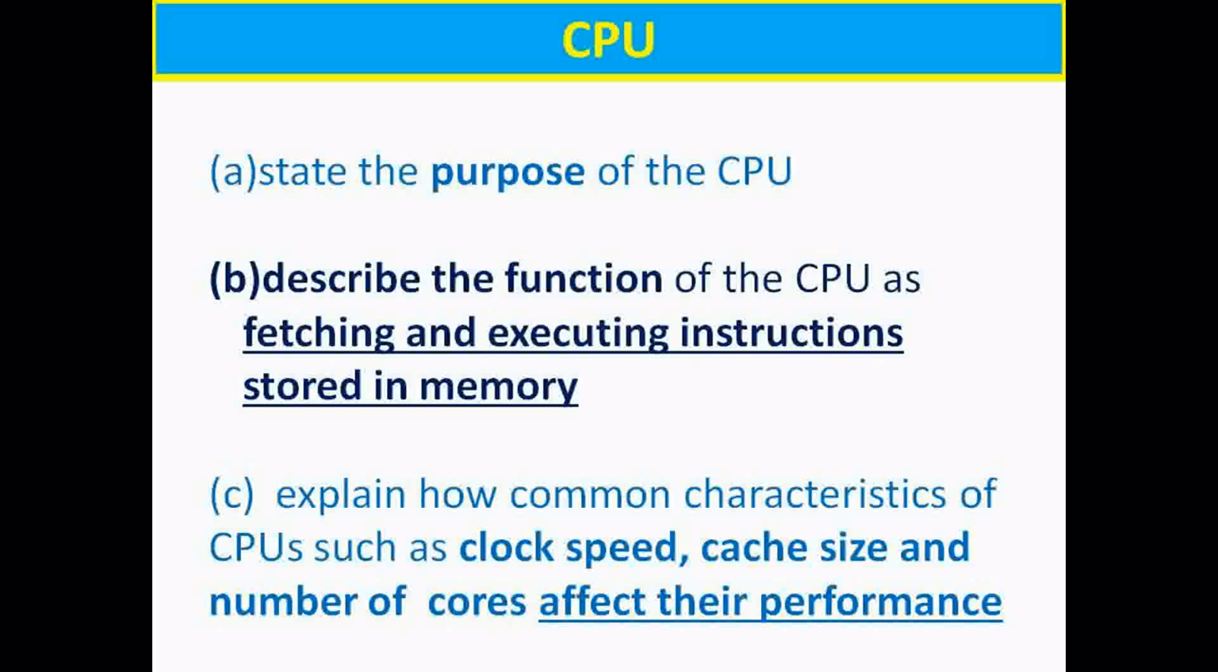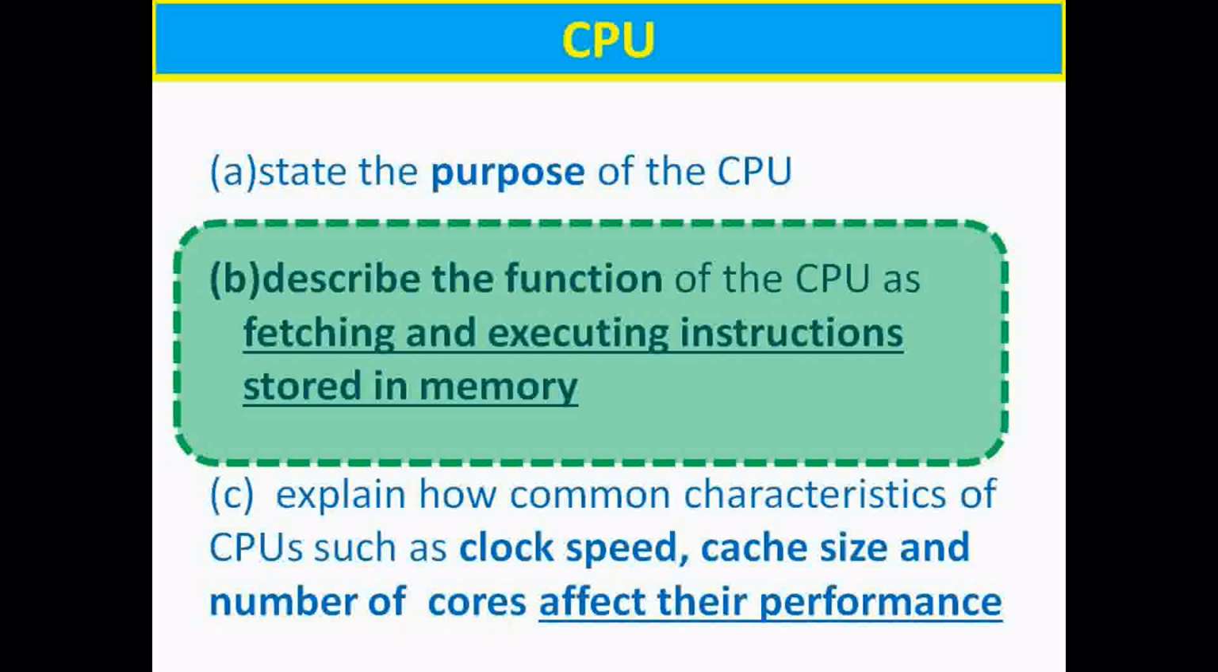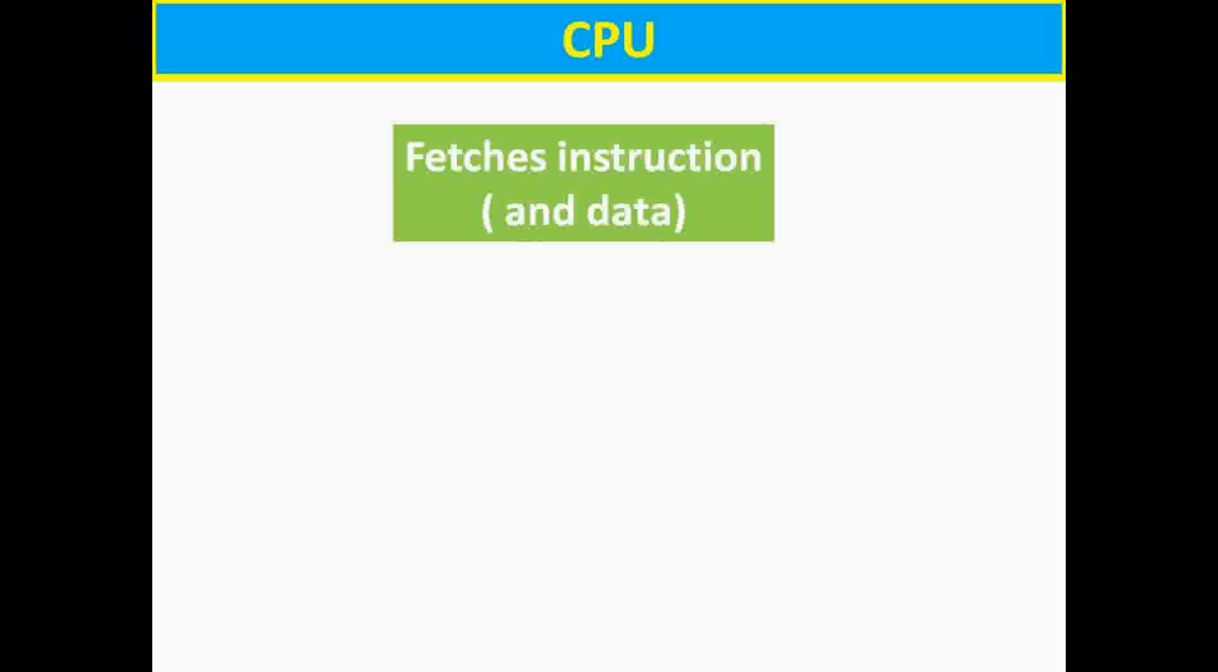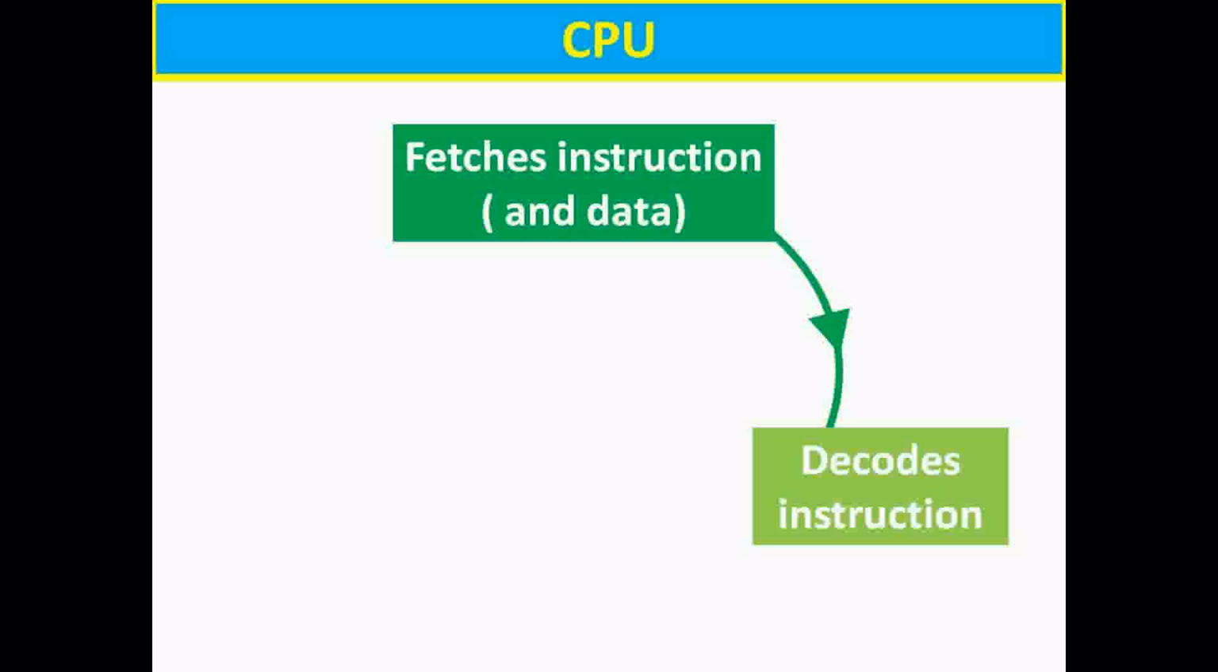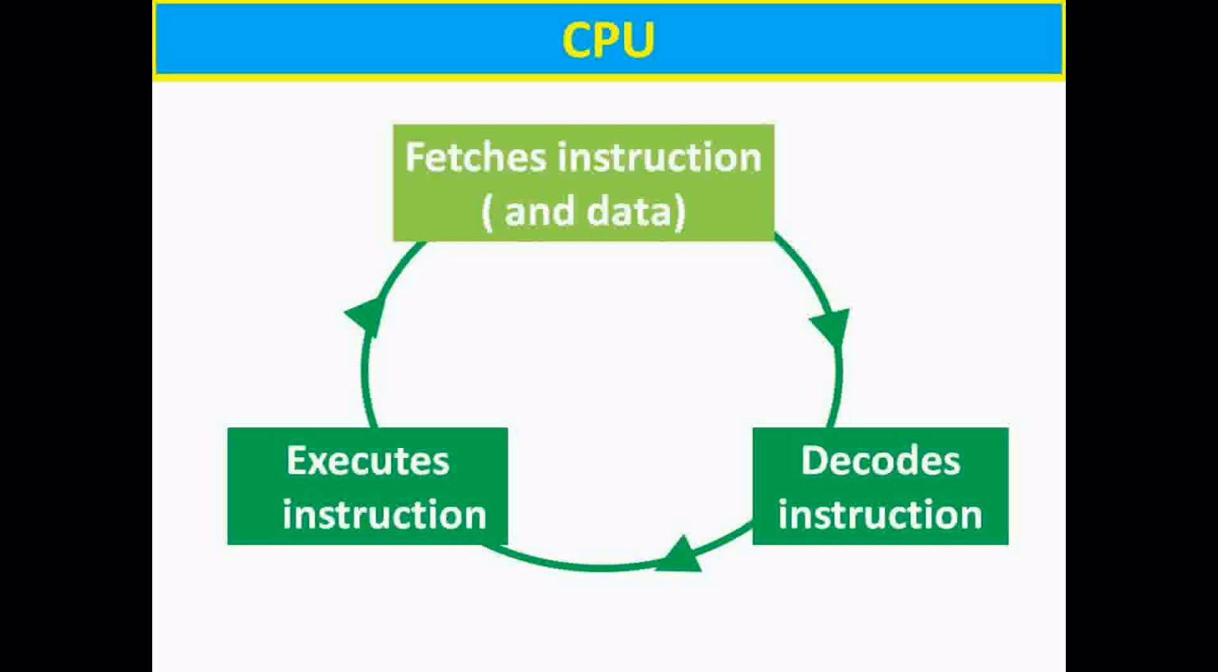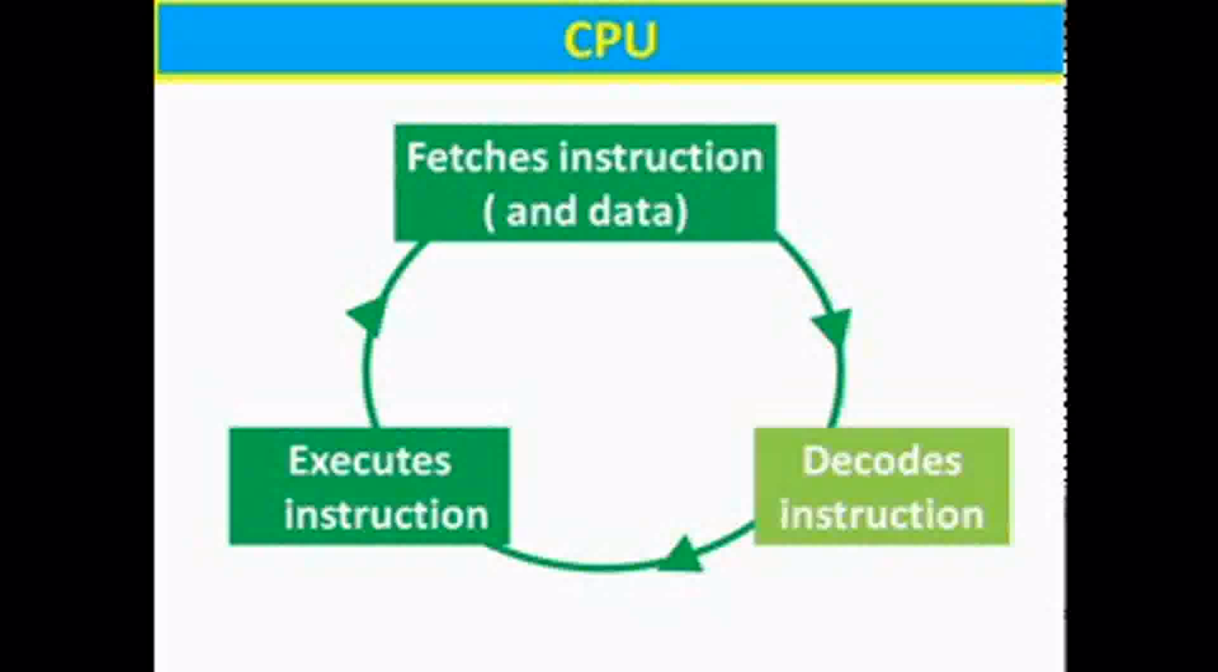Let's move on to the next point we need to cover, which is to get you to describe the function of the CPU as fetching and executing instructions stored in memory. The CPU follows the fetch, decode, and execute cycle. First, it fetches instructions and data from memory. Then it decodes the instructions which are written in binary code. Then it executes the instruction. Then it fetches instructions and data again, decodes them, and executes and carries out those instructions. And it does that again and again. And that is the fetch, decode, and execute cycle.